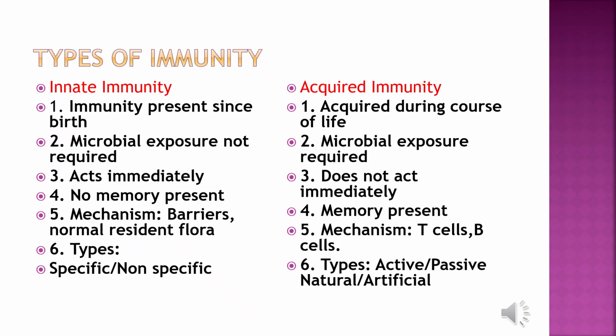Then acquired immunity, it is acquired during course of life, microbial exposure is required, it does not act immediately, it takes some time to act to form the antibodies, and then memory is present for the second or subsequent infection, and mechanism is by T cells or B cells, and it is divided into two types mainly, active and passive, and each is divided into natural and artificial.